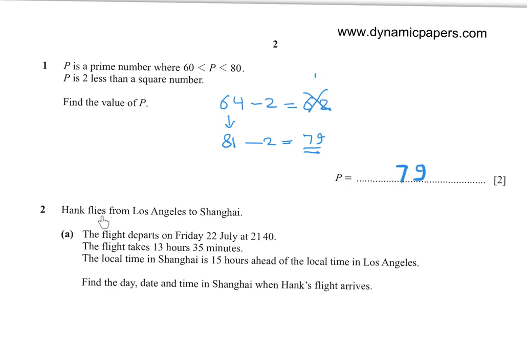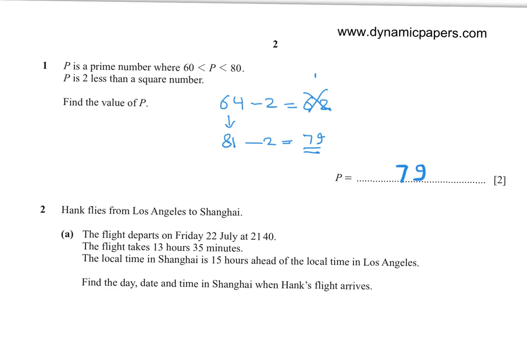Number 2. Hang flies from Los Angeles to Shanghai. The flight departs on Friday 22 July at 21:40. The flight takes 13 hours 35 minutes. The local time in Shanghai is 15 hours ahead of the local time in Los Angeles. Find the day, date and time in Shanghai when Hang's flight arrives.